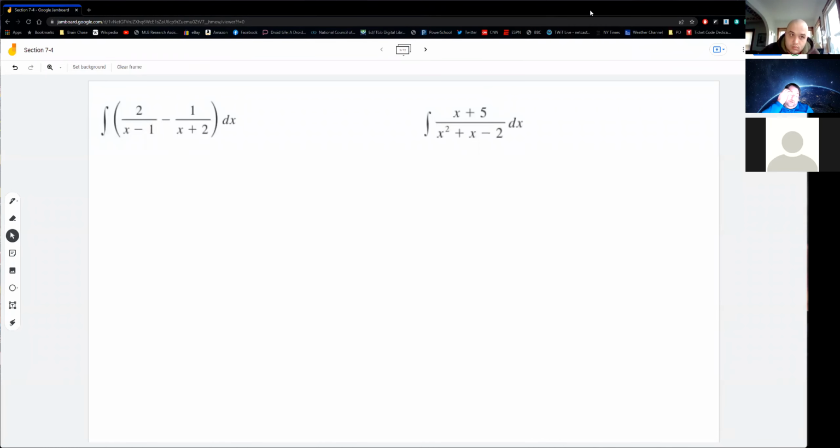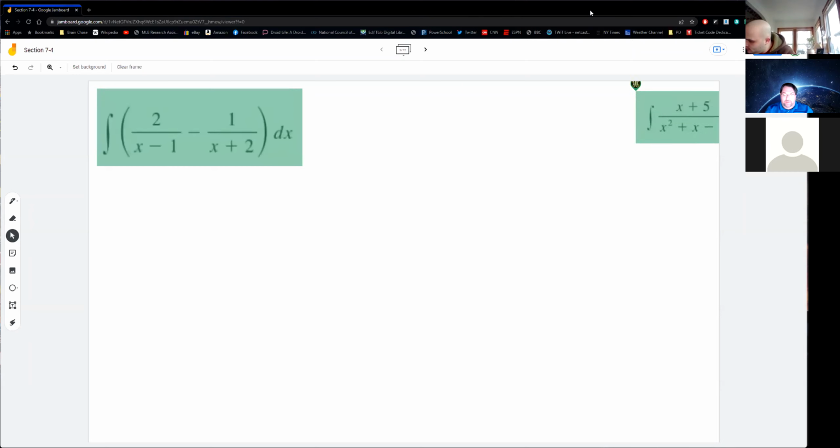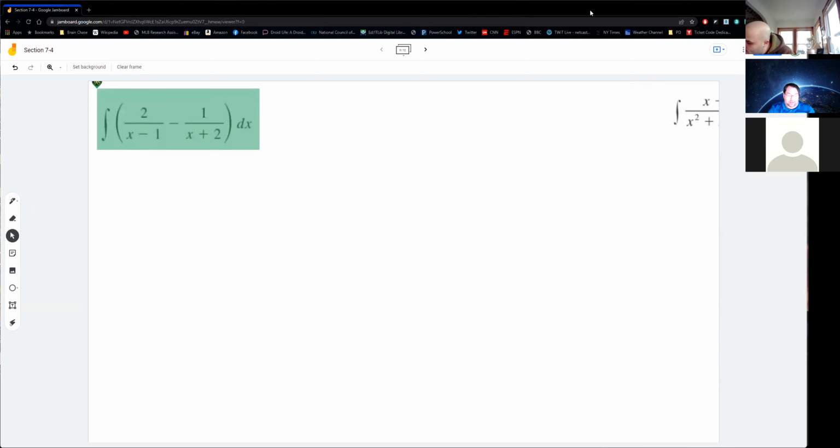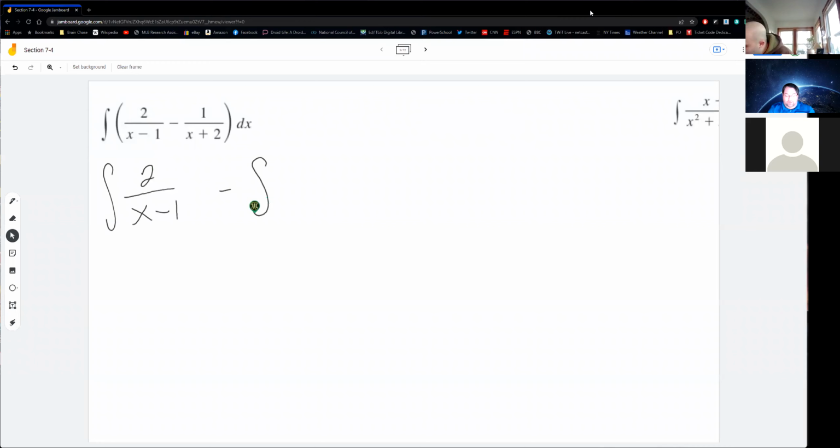All right, so tonight we get to do partial fractions. So let's look at this first integral right here. So we're going to ignore that integral for a minute. Let's look at this integral right here. So the way that it's set up, we can actually just split this integral in half. So we can take the integral of 2 over x minus 1 minus the integral of 1 over x plus 2.